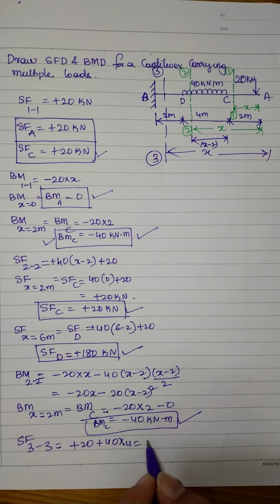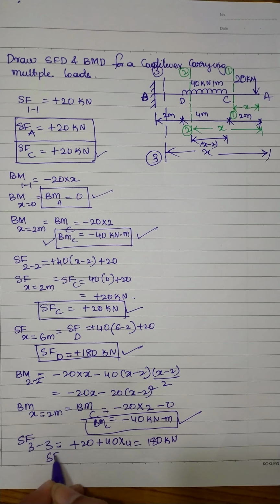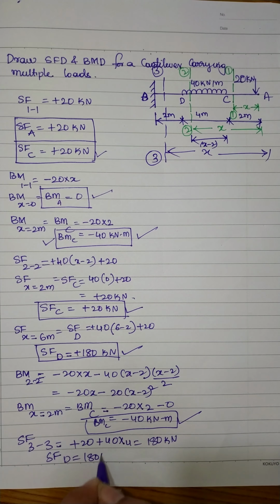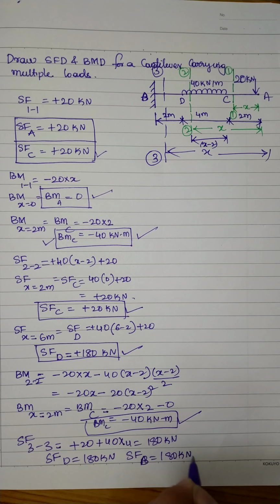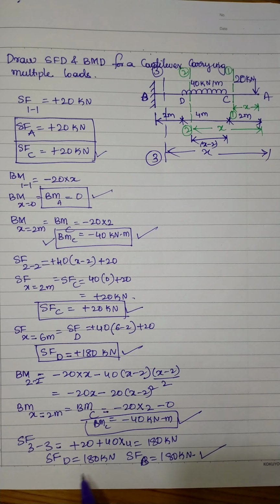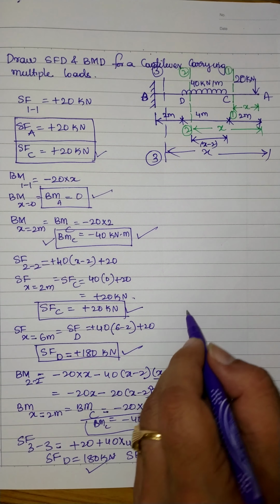So this is 160 plus 20, which is 180 kilonewton. So shear force at point D is 180 kilonewton, and the same shear force at point B is also equal to 180 kilonewton. Now we got two values over here. Next, similarly, let us go with the bending moment equation.